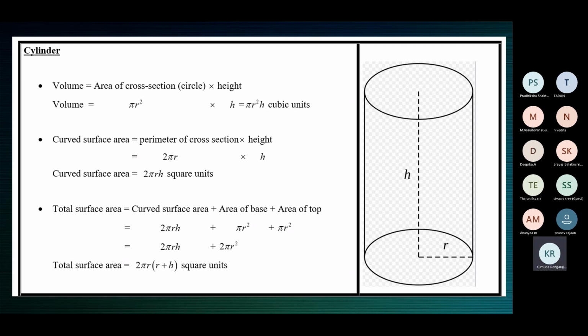There is the curved surface area. Then there is one circle on the top and one circle below. It's a solid block, so you can paint up the circle on the top and the circle below.